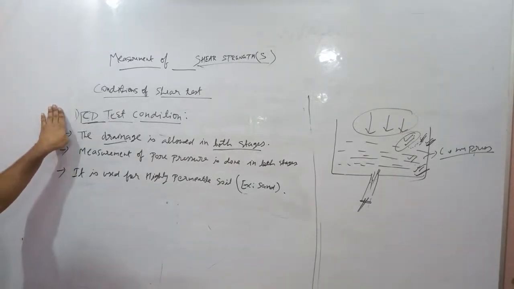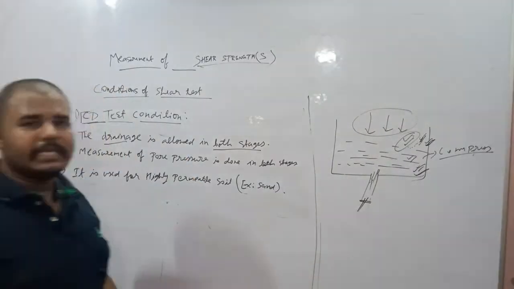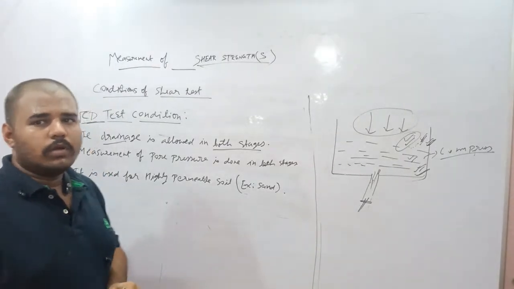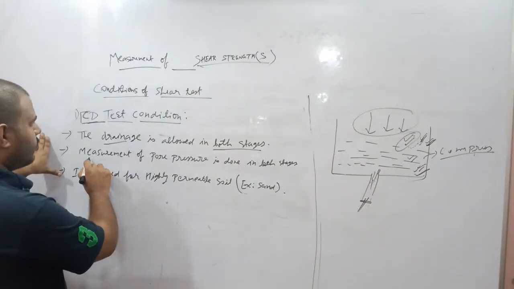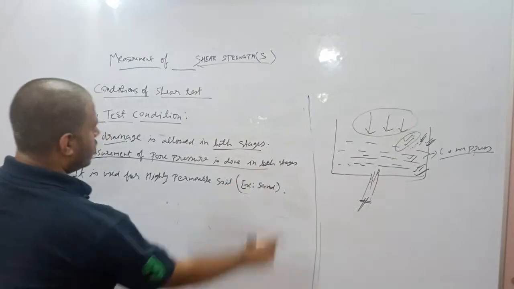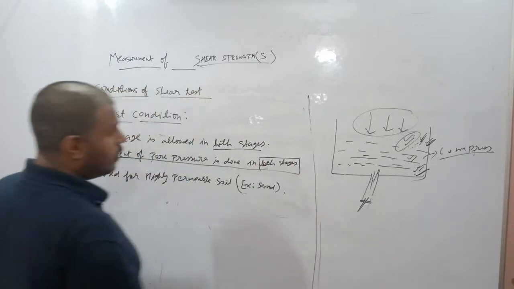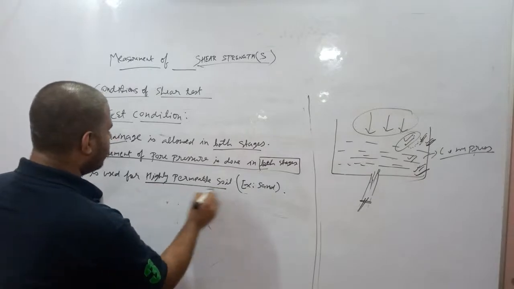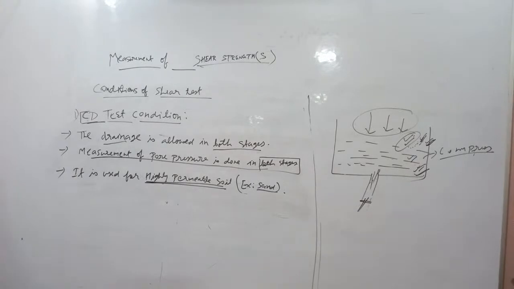It means that we are not measuring the pore water pressure in this test. Not measuring pore water pressure means that we are allowing the water to get out from the specimen in the second stage also. So the drainage is allowed in both stages, and the measurement of pore water pressure is done in both stages. We will measure the pore water pressure in the first stage also and in the second stage also. And it is used for highly permeable soil, meaning sandy soil. It is used mostly for sandy soil, meaning cohesionless soil.